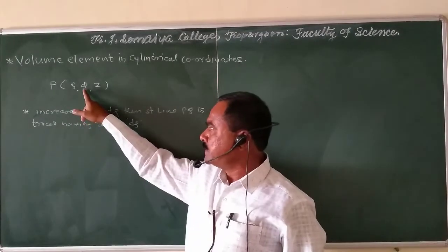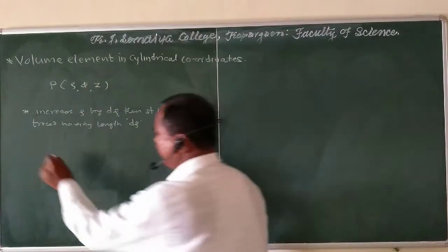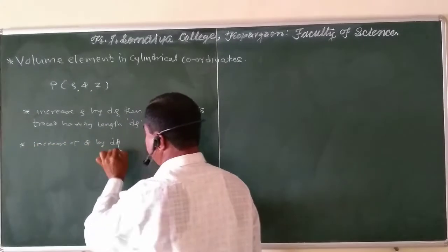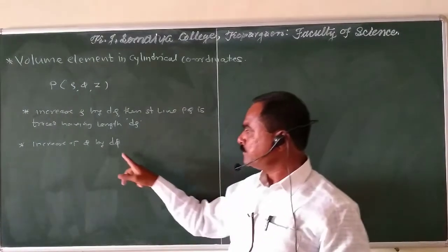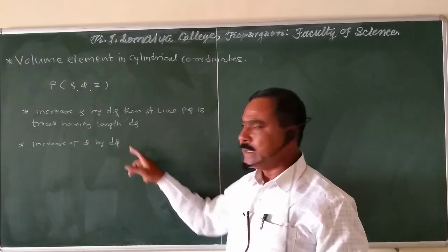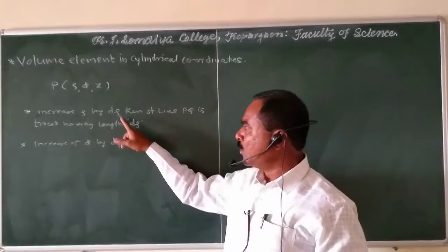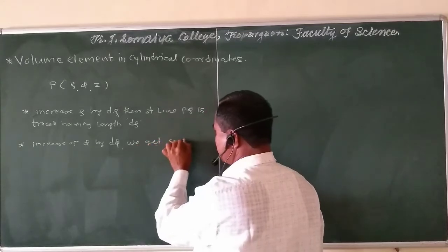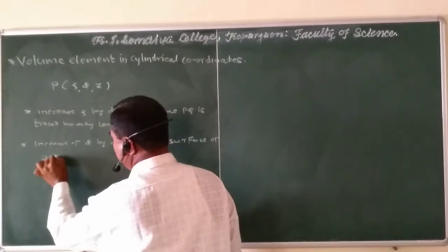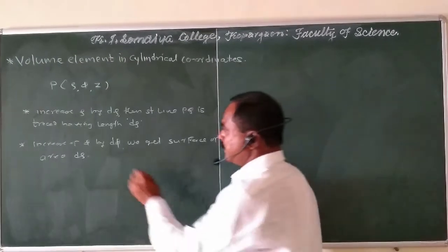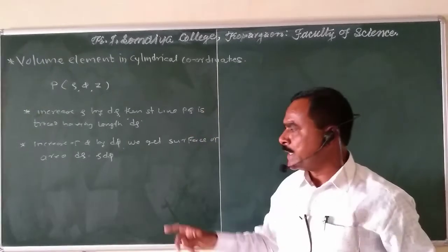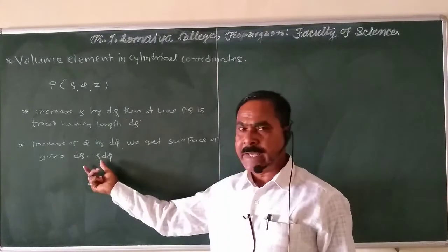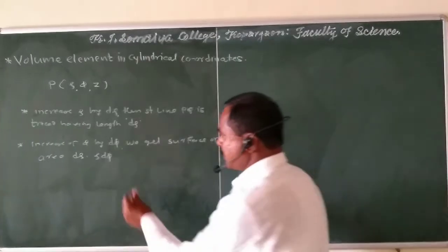Then next we have to increase the coordinate phi by d phi. Then we get a surface of area d rho to one side and then rho d phi, because when we increase phi by d phi, this rho almost remains constant. So we get a surface having area d rho into rho d phi. So this is the second.